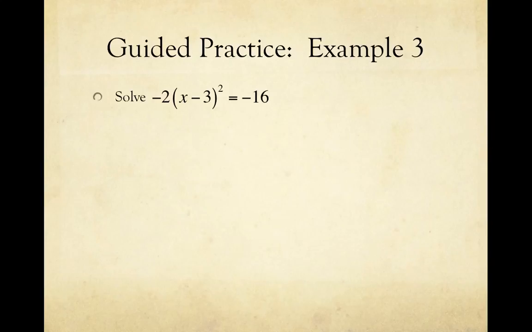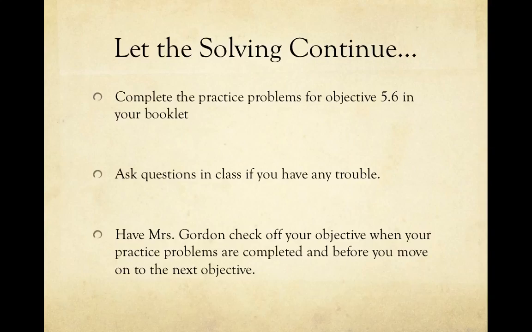All right, so in this case we need to divide both sides by that -2 first. Then we take the square root and add 3. And when it's all simplified, we get a solution of x equals 3 plus or minus 2 square root of 2. All right, so that should give you the information you need to complete this objective.